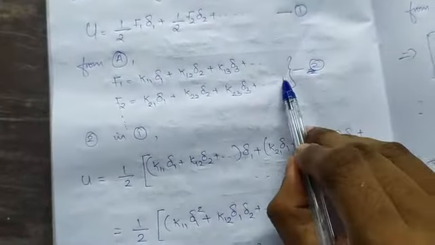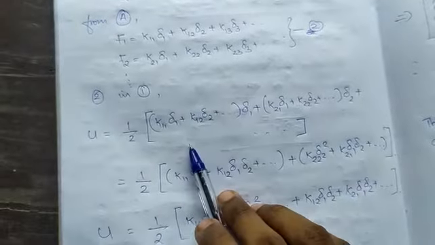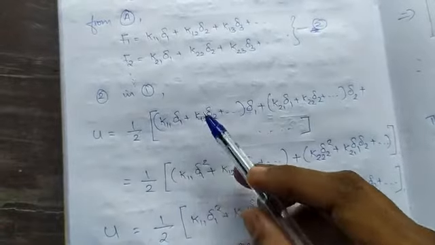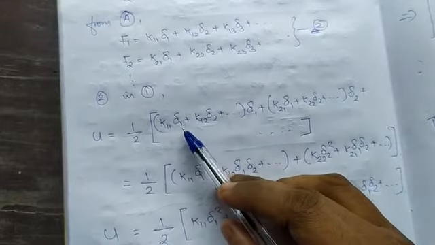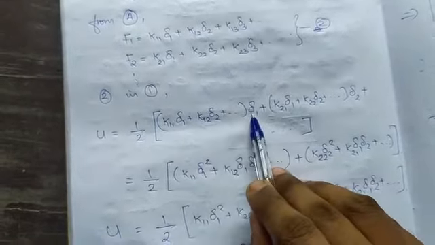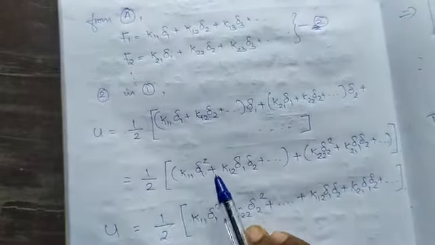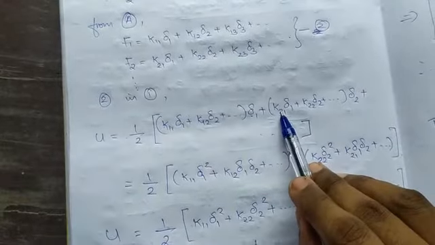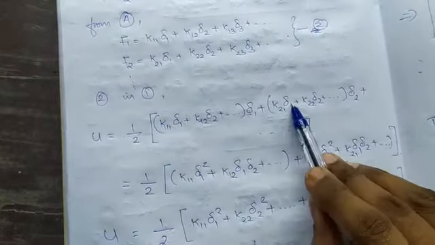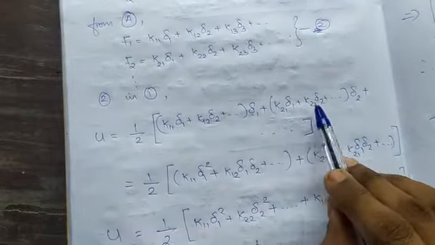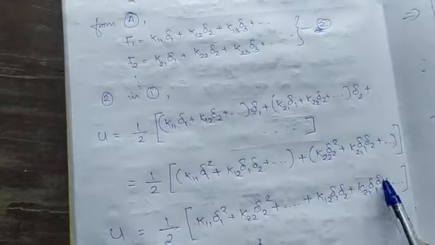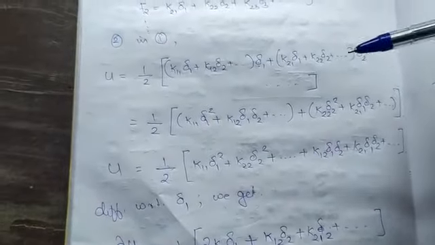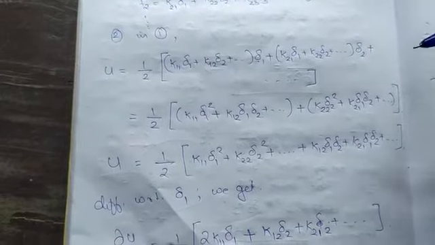And now, substituting 2 in 1, you will get this equation: 1 by 2 K11 delta 1 square, K12 delta 1 delta 2 plus etc., and here K21 delta 1 delta 2 plus K22 delta 2 square, it will go like that. Okay, so what we did in Castigliano's first theorem, we are doing in a similar fashion.